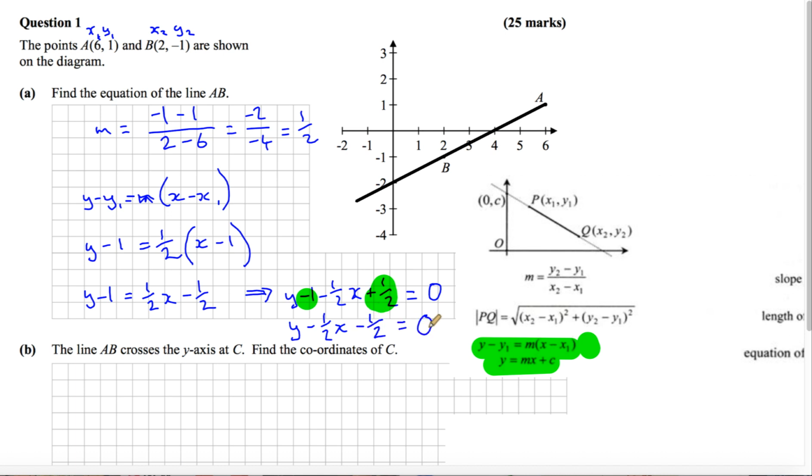And that's equal to 0. And you can leave your answer like this. They haven't asked us to write it in any particular format, so that's fine. You've got your y minus a half x minus a half equals 0.